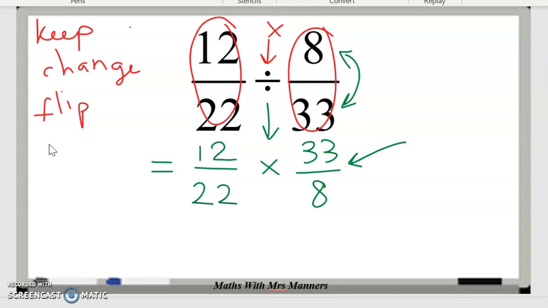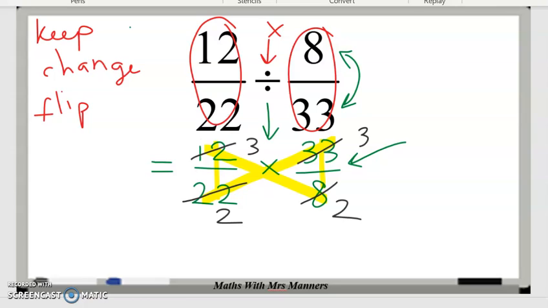Now it just turns into a regular multiplication question. And for multiplication, we are allowed to cancel diagonally, and we are also allowed to cancel vertically. So we've got to look and see, can anything cancel? Well, I can already see that the highest common factor of 33 and 22 is 11. 11 will go into 22 twice and into 33 three times. I can also see that there's a common factor of 4 with the 8 and the 12. 4 will go into 8 twice. 4 will go into 12 three times.